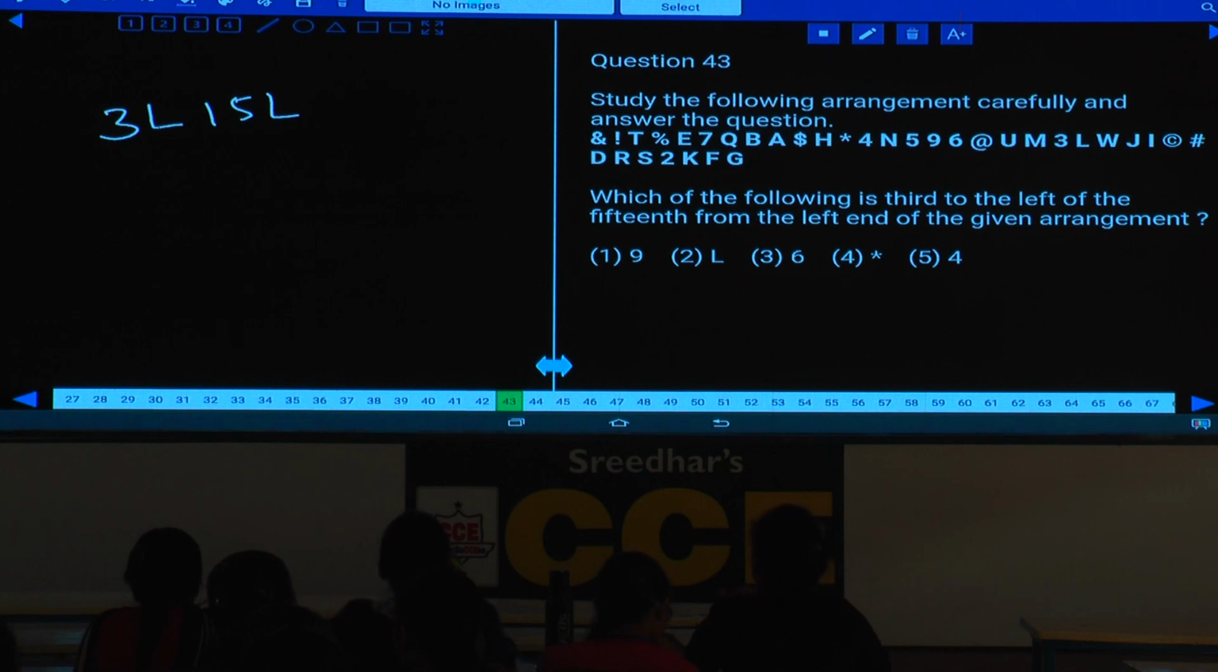Now sir, how many directions are there? There are 2 directions, left and left. Whenever the directions are same, always subtract between these two. Hence 15 minus 3 is how much? Now 12. Now the 12th letter from the left hand side. Tell me what is the 12th from the left?